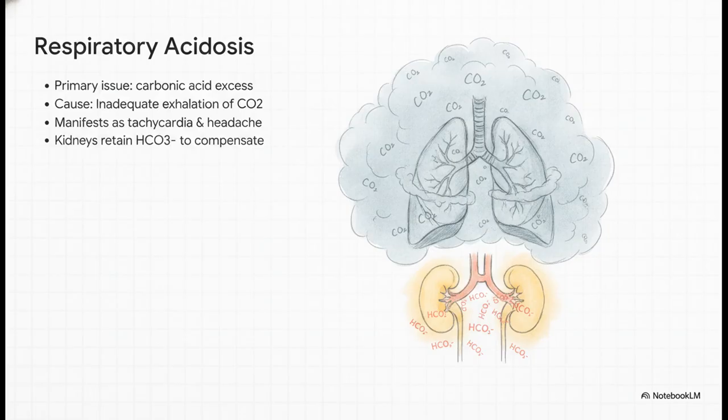The primary issue is a massive excess of carbonic acid because of impaired ventilation. The lungs are just failing to blow off the CO2. It's a perfect callback to our restrictive and obstructive pulmonary disorders from level 1, right? Things like emphysema or a blocked airway cause this exact inadequate exhalation. Clinically, this patient might show tachycardia, a headache, maybe lethargy. To survive this, those heavy-lifting kidneys will have to kick in to compensate by retaining more bicarbonate.